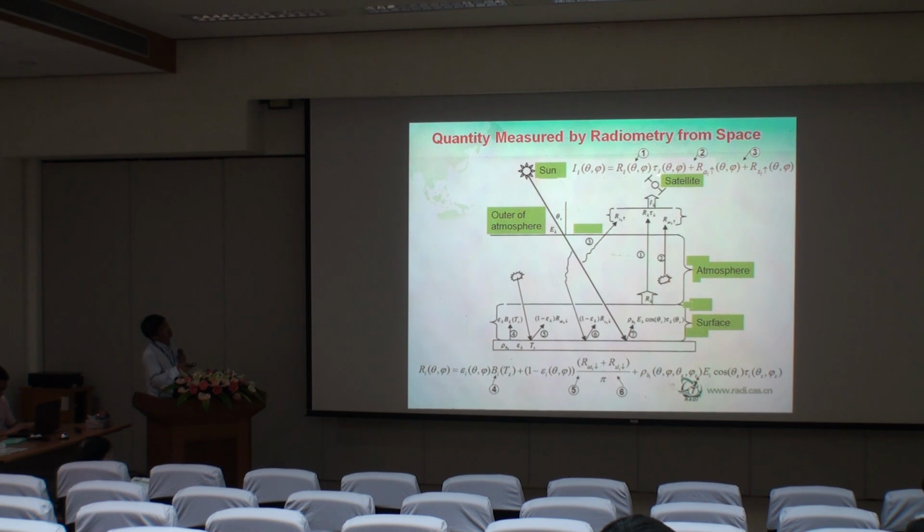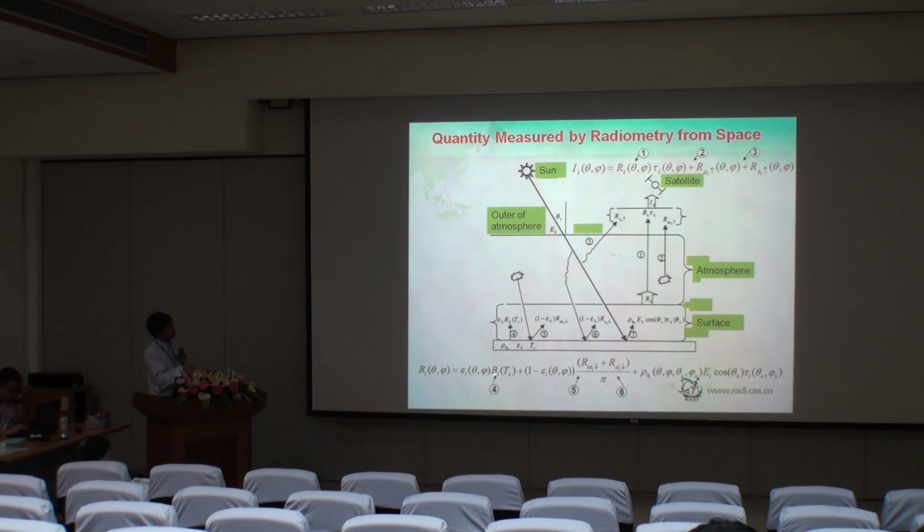So it means times the transmittance of the atmosphere. And plus the second term is the downward radiance, that is the atmosphere radiance. And another one is the scattering effect of the atmosphere. As you can see, for this term, it means the radiance from the land surface includes several parts.